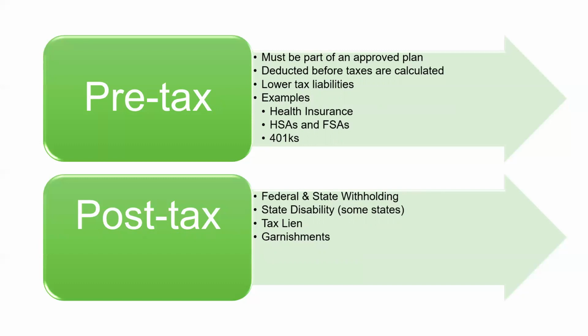Some examples of those are, in some cases, health insurance can be taken out through a pre-tax, HSAs, FSAs, 401ks, those types of deductions. If your company has an approved plan for this, those can be taken out pre-tax. So that allows you to reduce the liability that you're paying on taxes, because it reduces your income before the taxes are calculated on your income.